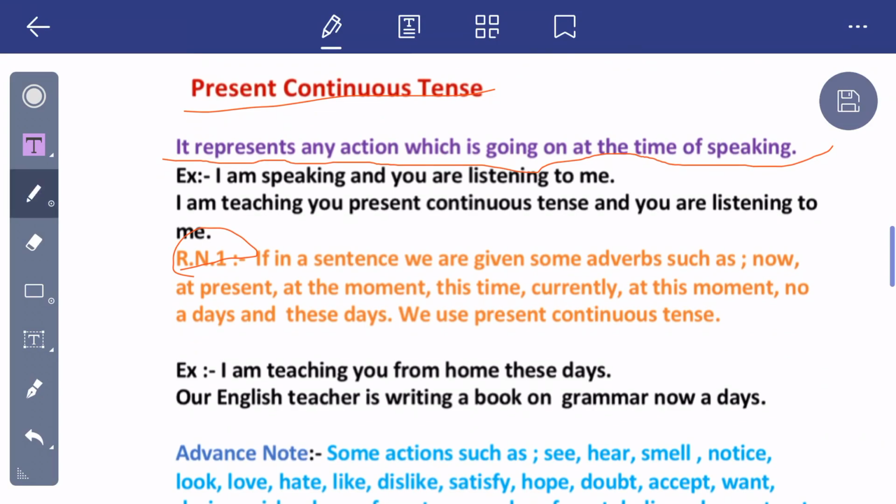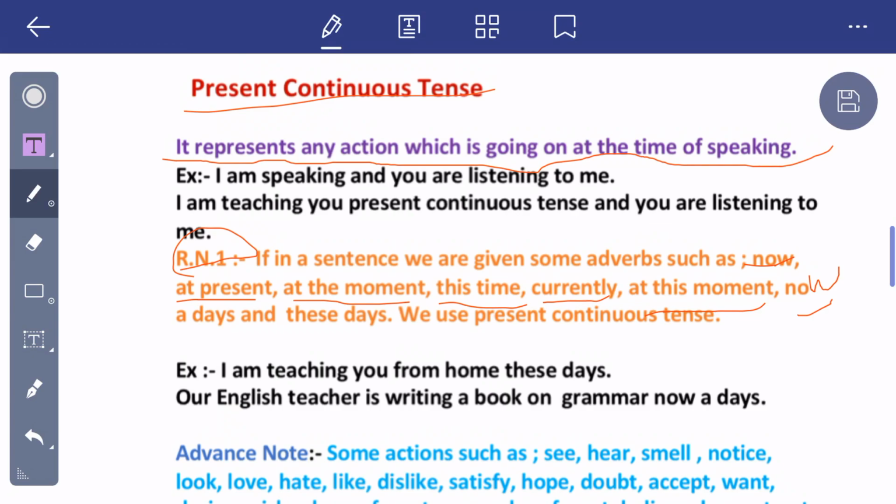Okay, so which are the words? First is now, second is at present, third is at the moment, fourth is this time, fifth is currently, sixth is this moment, and after that is nowadays. And the next is these days. If you are given any of these words in a sentence and you have to fill in the blank with any of the verbs, then you will use present continuous tense there.